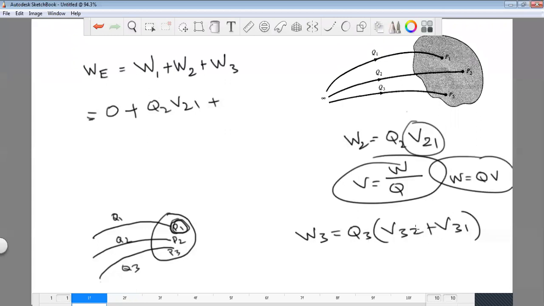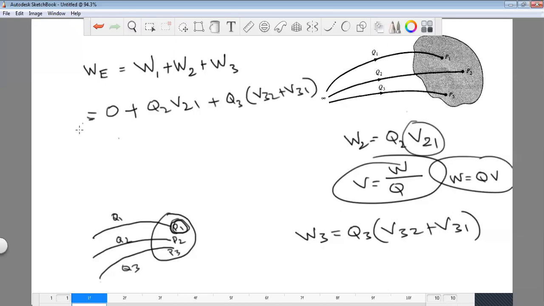Why? Because point charges 1 and 2 are already placed in the static field. That's why we take the potential values of point charge 3 and 2, and of point charge 3 and 1. So Q3 into V32 plus V31.